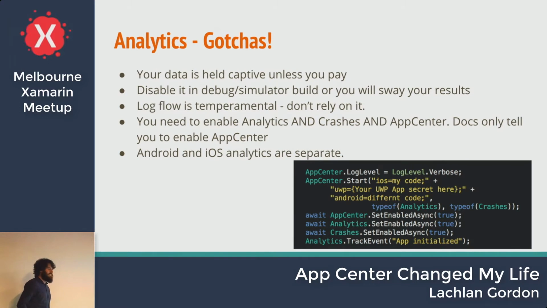Analytics gotchas, a lot of them the same as the crashes, because they're very similar stacks. One thing is that all that data, unless you pay, you can't get to all of it. You should disable it when you're in debug config or something like that, or you'll be swamping it with all your test data. The log flow doesn't seem to work too much. The log flow is meant to be there for debugging, to check if your data is really coming through, but I find it's buggy enough that it's not worth having for debugging. Sometimes, a lot of the time, I'll open it up and it'll just sit there for 10 minutes and do nothing, even when I'm clicking on things.